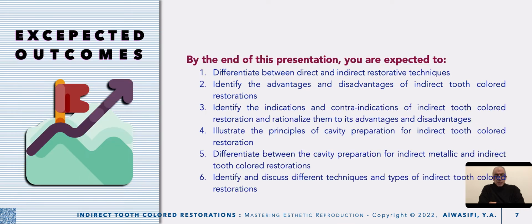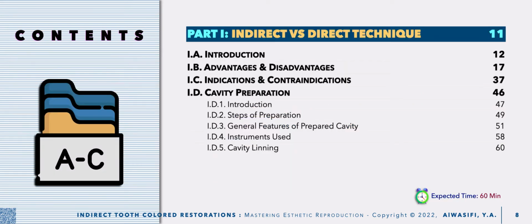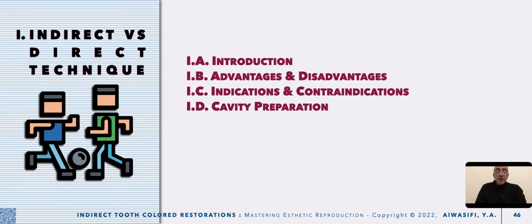In this episode, you are expected to illustrate the principles of cavity preparation for indirect tooth color restoration. In our previous episode, we started to discuss the topic in terms of part 1, indirect versus direct techniques, including introduction, advantages and disadvantages of the technique and the material, and indications and contraindications of indirect tooth color restoration. This episode we will discuss cavity preparation in full detail.